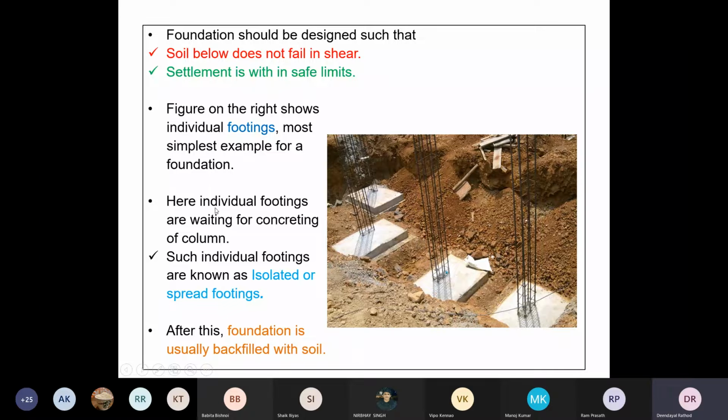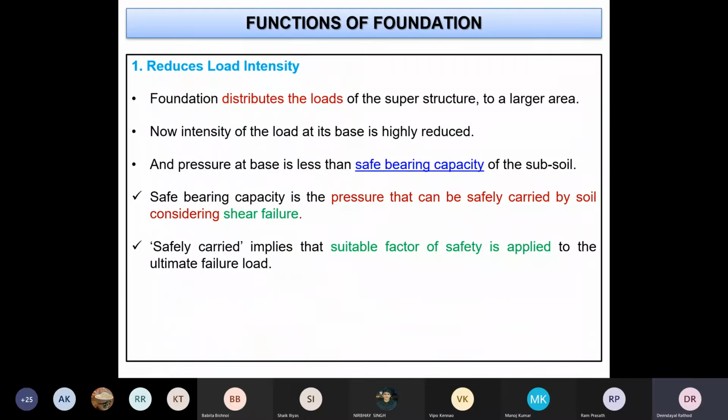So two criteria we will follow. Okay, so these are the footings, isolated footings shown in the figure. On a sandy soil, gravelly soil, individual footings are resting on this soil. These are isolated foundations and they will be backfilled.